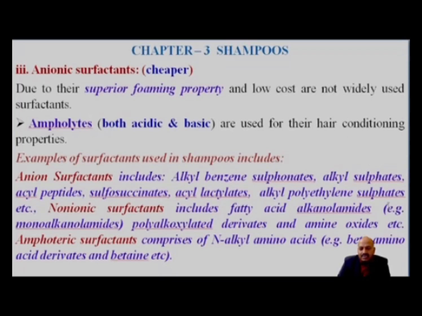Examples of surfactants used in shampoos: anionic surfactants include alkyl benzene sulfonates, alkyl sulfates, acyl peptides, sulfosuccinates, acyl lactylates, alkyl polyethylene sulfates, etc. Non-ionic surfactants include fatty acid alkanolamides, for example monoalkanolamides, polyalkylated derivatives, and amine oxides, etc. Amphoteric surfactants include N-alkyl amino acids, that is beta amino acid derivatives, and betaine, etc. These are the surfactants used in shampoo.